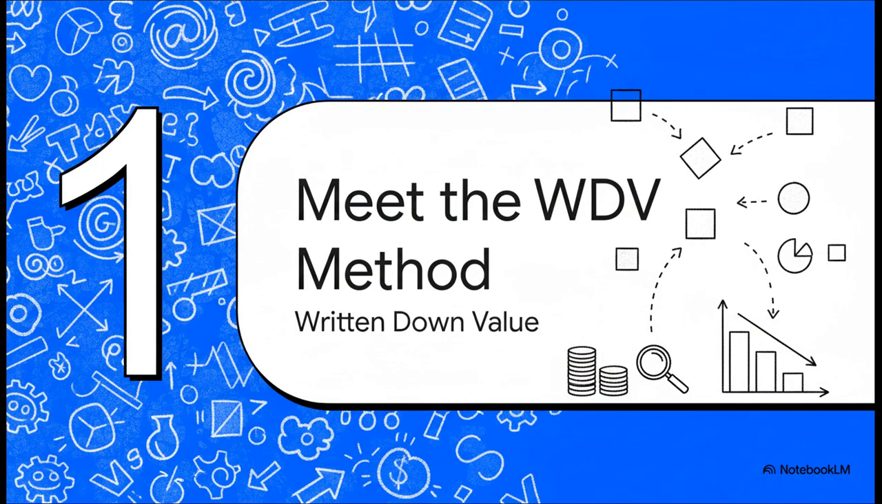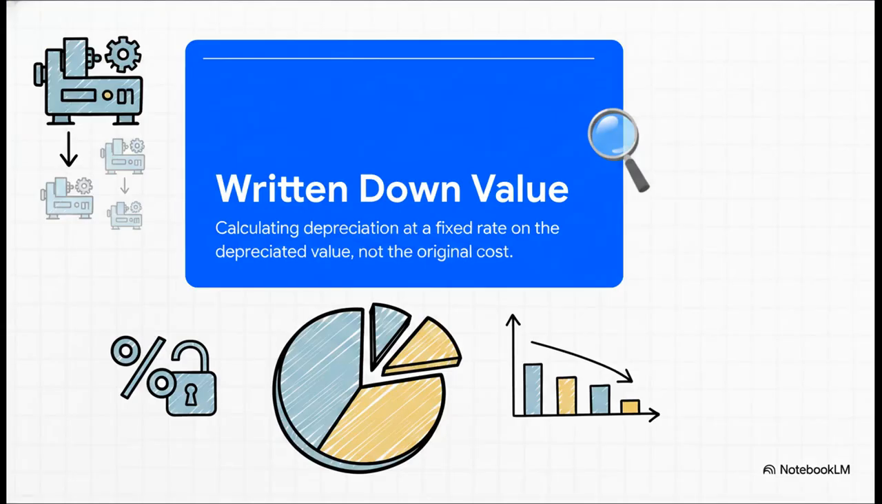Section 1. Let's officially meet the WDV method. Look, as new accounting students, the vocabulary in this field can kind of feel like a foreign language, but we're going to break it down really simply. Written down value, which we'll call WDV, calculates depreciation at a fixed rate. Sounds standard, right? But here's the massive twist.